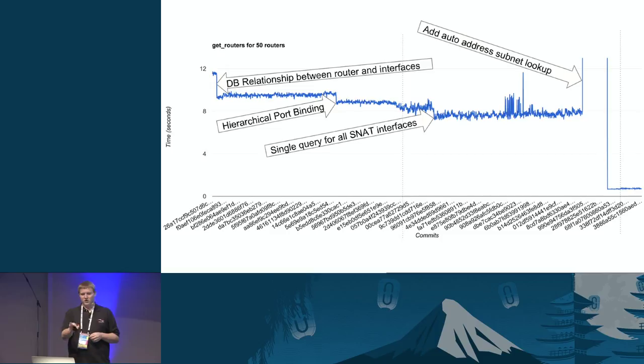And, well, before I talk about this one, this little bouncy thing here you see is on all the graphs, and that was the HP cloud being unstable. It wasn't anything to do with Neutron.